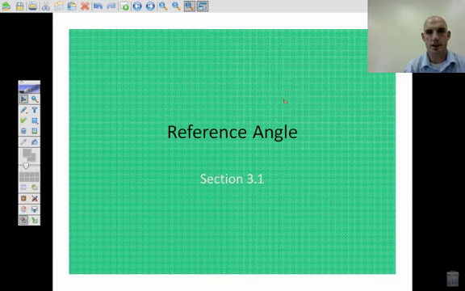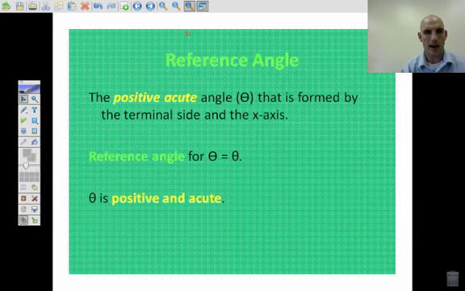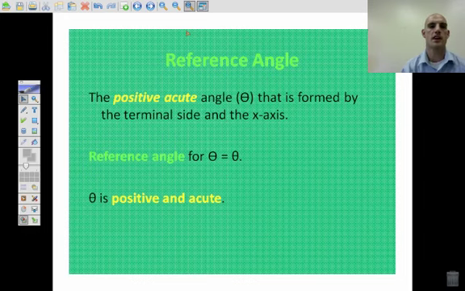Alright, so today we're going to be talking about reference angle. This is section 3.1. Reference angle refers to the positive acute angle theta that is formed by the terminal side and the x-axis. Okay? The way we notate the reference angle is we're going to take theta. The reference angle is going to be theta hat. Okay, so it's going to look like a little caret over the top. Okay, it's important to remember that theta hat is going to be positive and acute.